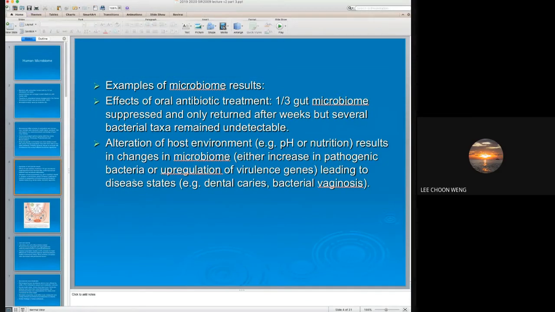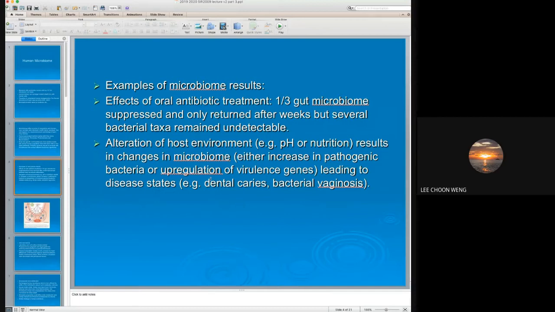Then the alteration of a host environment, for example via pH or nutrition, can result in changes in the microbiome. So either an increase in pathogenic bacteria or an upregulation of virulence genes. So this can lead to disease states.